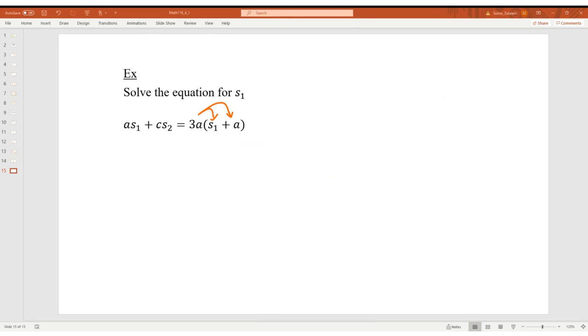Richard, the S1 has to be by itself. Still you have A in front of it. You have to solve it after all. That's the whole point of the problem. It says solve for S1.